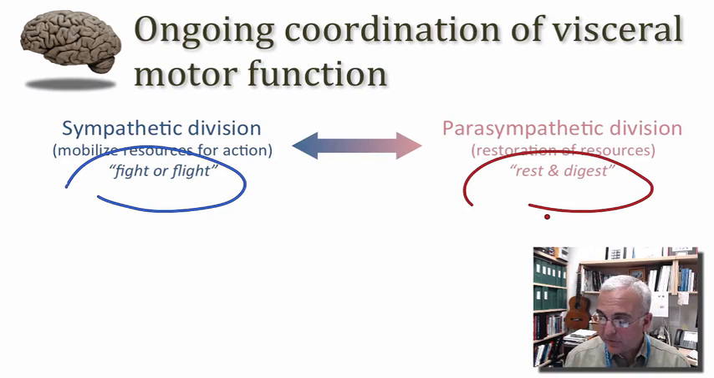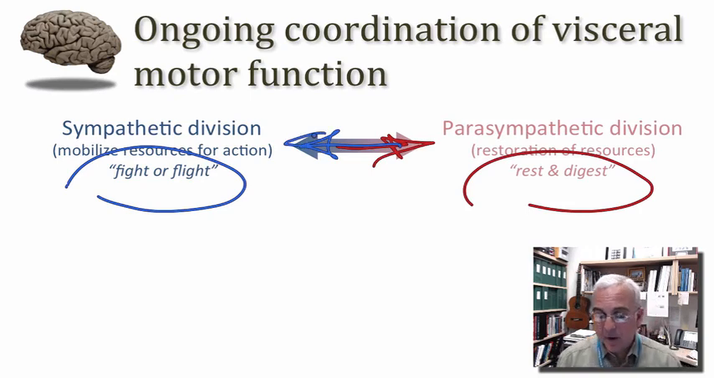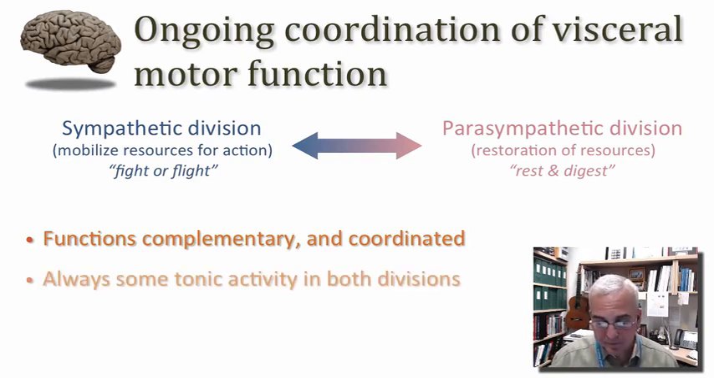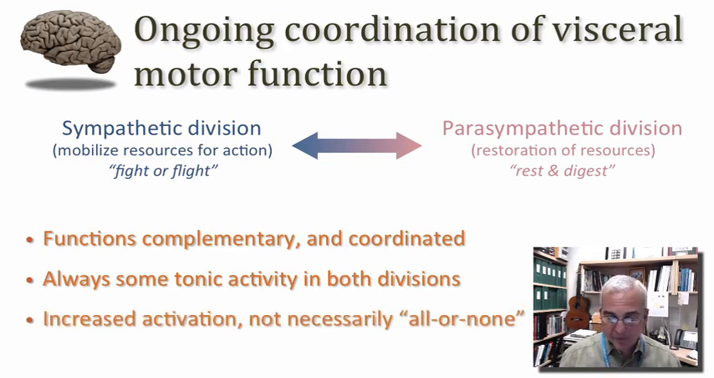But what I really want you to get is the idea that there is a continuum of action here, where there is tone in each side of this visceral motor outflow. And the couple of points that I want you to take away from this are that the functions are complementary, but they're coordinated. There's always some tonic activity in both divisions of the visceral motor outflow.